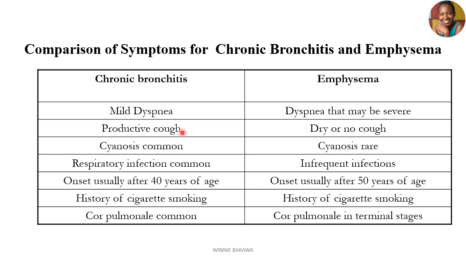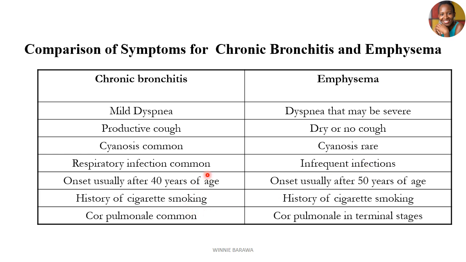However, with chronic bronchitis, there is productive cough, while emphysema can have dry cough or no cough at all. Cyanosis is very common with bronchitis, but cyanosis is very rare with emphysema. When it comes to infections also, infections are commonly observed in chronic bronchitis, but infections are quite infrequent or not normally seen with emphysema.